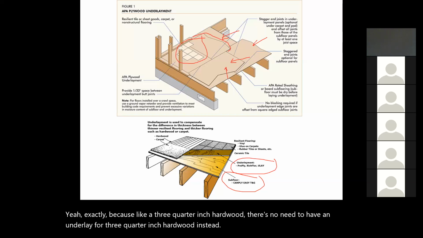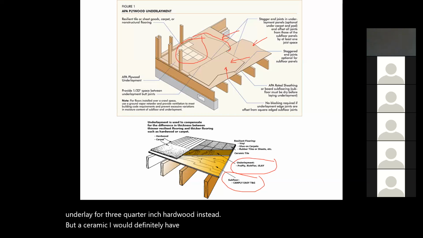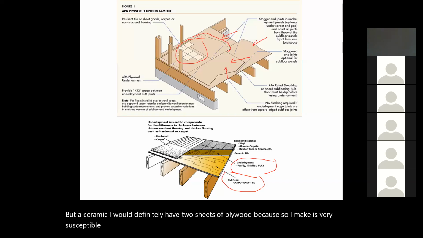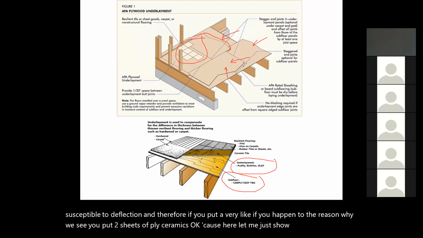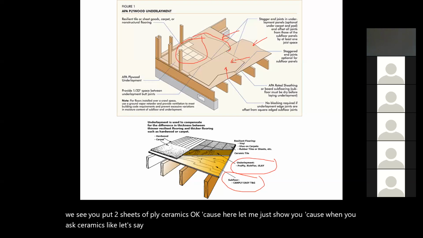But for a ceramic, I would definitely have 2 sheets of plywood, because ceramic is very susceptible to deflection. The reason why I would say you put 2 sheets of plywood under ceramics, okay, because, let me just show you. When you have ceramics, let's say, for example, you have my mother stepping right here, okay? She's a very heavy lady, you understand? And she steps right there.